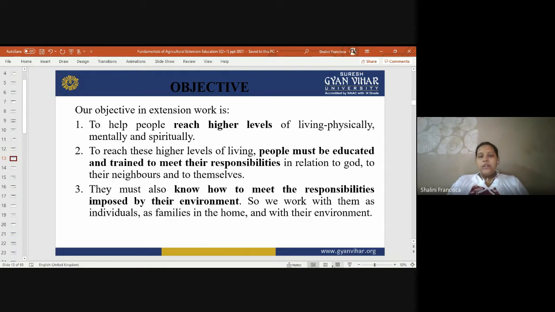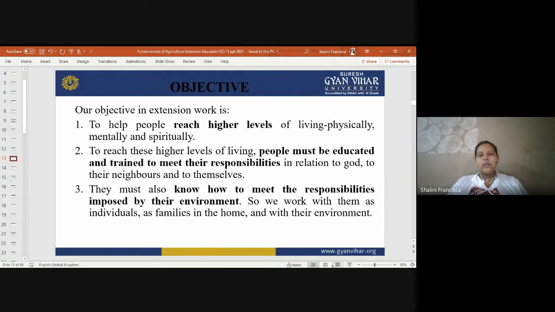To help people reach a higher level of living physically, mentally, and spiritually. So what does higher level mean here? Higher level means that whatever environment they are living in, they have to be at a particular standard, in a particular state of health and mind.